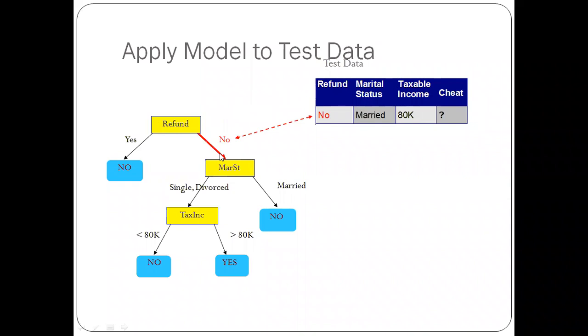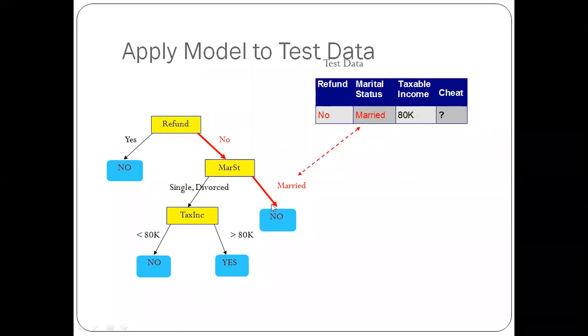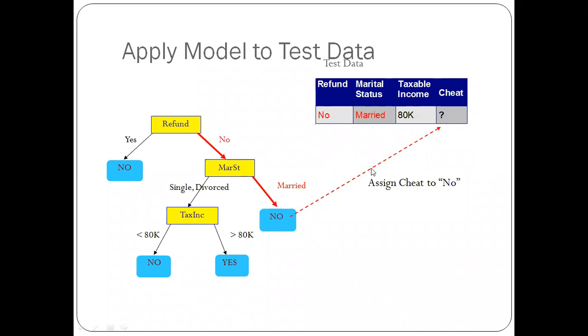Next, the test condition is marital status. We check marital status, and since it is given as married, we traverse this path. Once we traverse this path, we directly get the class label, that is no. So the class label assigned to this test record is no.